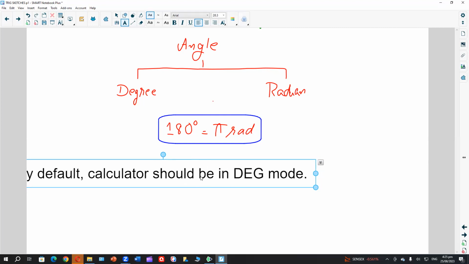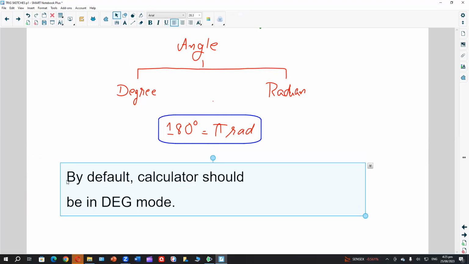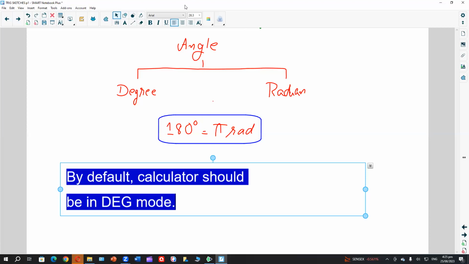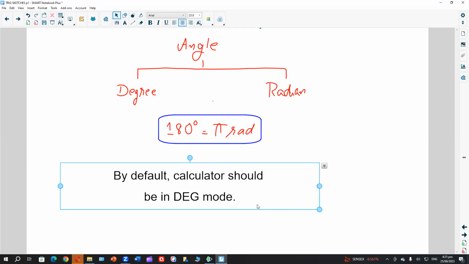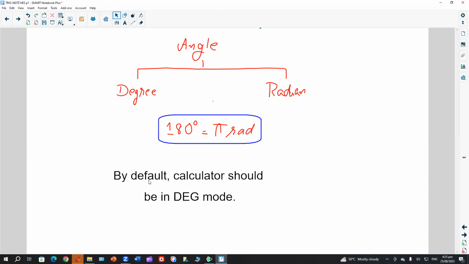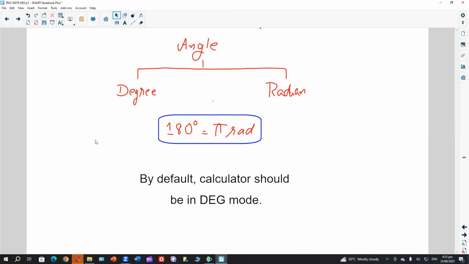And there are two possible ways which people always use. Either you change your mode and keep on remembering that you have to get back, or the second method: do not change the mode, always change the angle. So there are two possible ways. One is to change the mode, keep on changing and keep on remembering. Second, do not interfere with the calculator. Just remember that you have to use the angle. So change the angle into degrees. So by default, the calculator should be in degree mode.